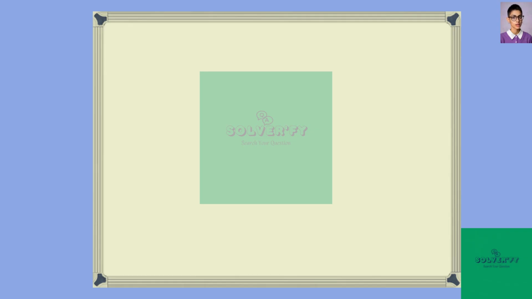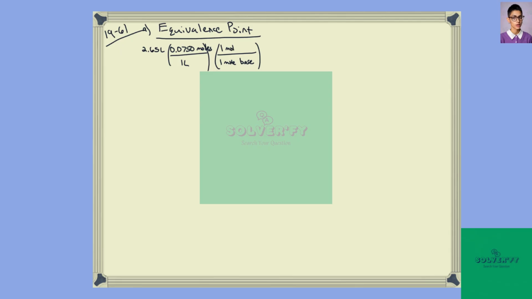Let's first start with pyridine. The equivalence point volume can be calculated by taking the volume of pyridine, 2.65 liters, multiplying it by its concentration, 0.0750 molar, to get moles of pyridine. The reaction with nitric acid is 1:1. We now have moles nitric acid. To get volume of the nitric acid solution, we'll divide by the molarity of 0.447, but it wants it in milliliters, so we'll multiply by 1,000. 444.6 milliliters of 0.447 molar nitric acid are required to neutralize 2.65 liters of 0.075 molar pyridine.